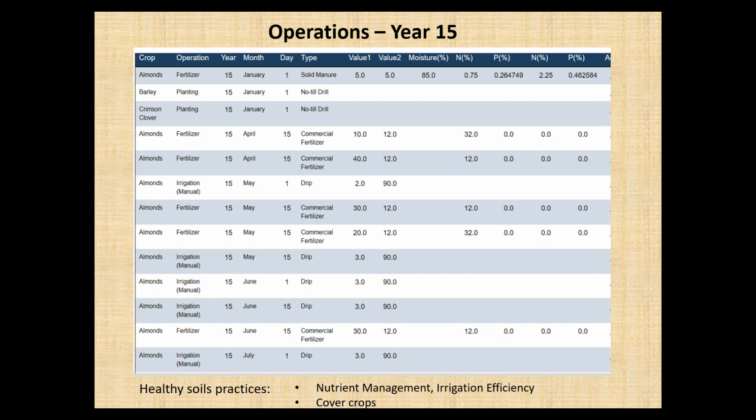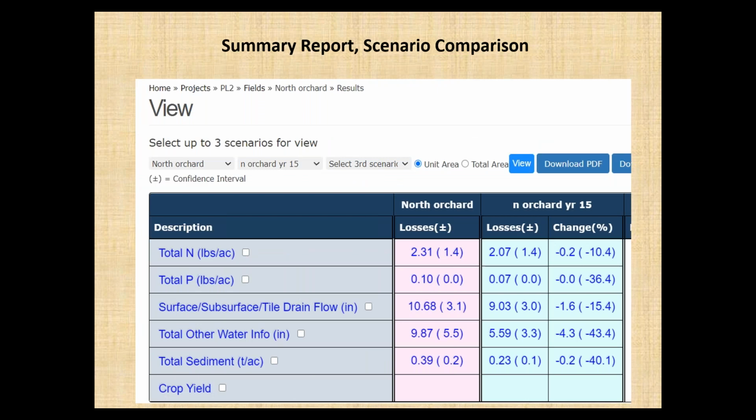And this is a screenshot. It doesn't include the entire list or all the tasks that are performed in an orchard. So the summary report is produced, comparing the 2 scenarios for year 7 and year 15. Year 7, I just called the North Orchard. Year 15, I called the N Orchard year 15. And due to the practices and reduction in nitrogen application, we show a slight decrease in nitrogen losses.